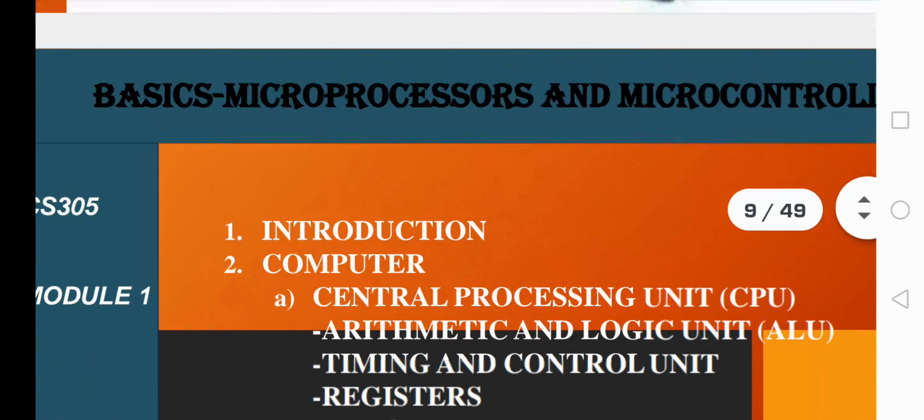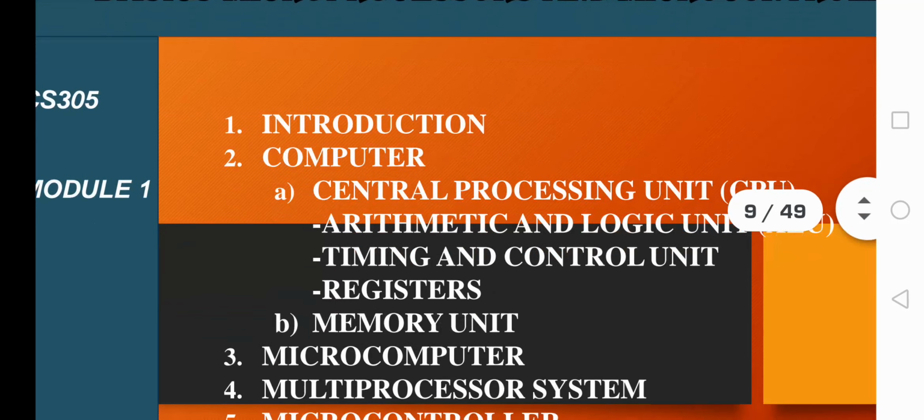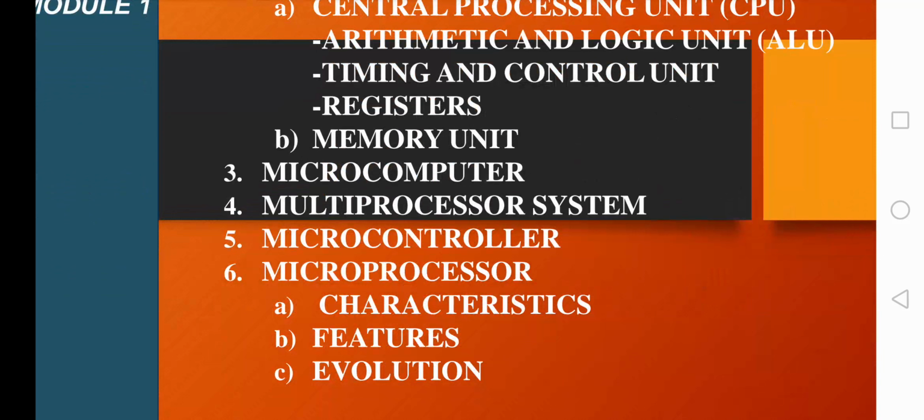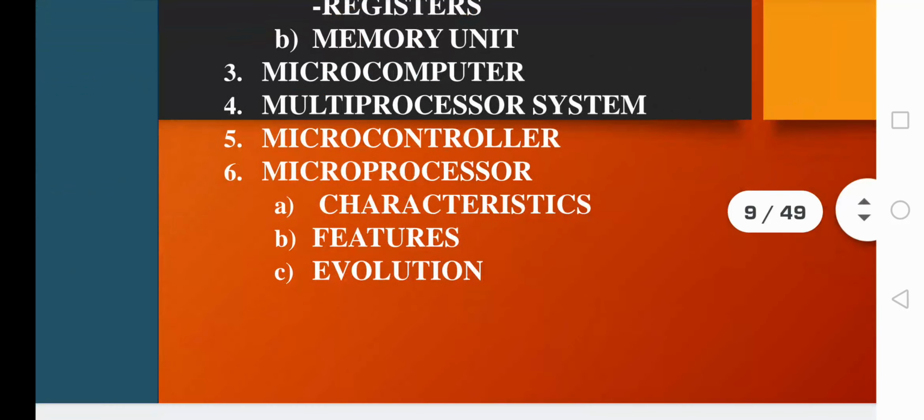So in this particular video, I will be dealing with how you can define a microprocessor, and how you can be aware of the various concepts regarding a microprocessor, such as what a microcomputer is, what the various parts within a computer are, that is the central processing unit, what the various subunits within the central processing unit are, what a memory unit is, what a multiprocessor system is, what a microcontroller is, and how you can differentiate a microprocessor from a microcontroller. We will also be studying its evolution.